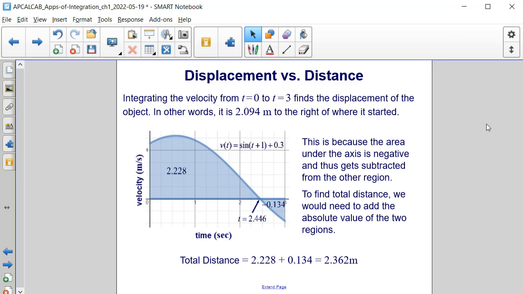This ends up happening because the area under the axis is negative, and thus gets subtracted from the other region. To find the total distance, we would need to add the absolute value of the two regions together, which would be 2.228 plus the absolute value of negative 0.134, which is positive 0.134. And when we find the sum, it will be equal to 2.362 meters.